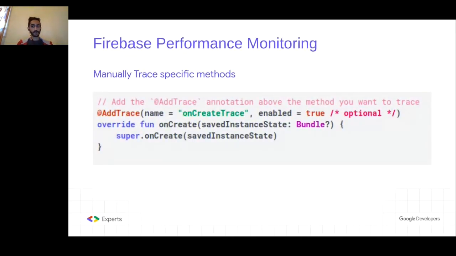There's also another way to trace. You can trace the entire method if you'd like, and you do that by adding the add trace annotation. Once you add it, you should give it a name the same way we did previously. This way you don't really need to call start and stop. It will start when your method is called, and it will stop when your method finishes running.